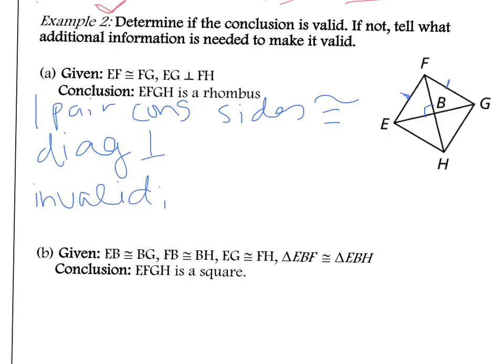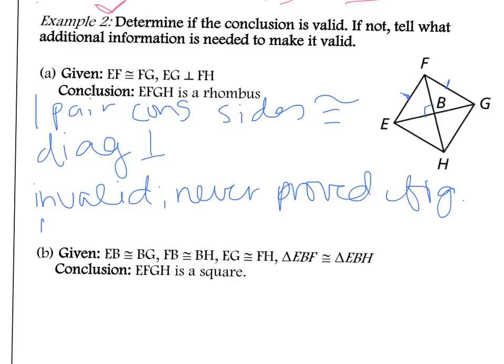This is invalid. I never proved that the figure was a parallelogram to begin with. So since I don't have any properties of a parallelogram here, I can't use the special condition of a rhombus, and the properties of a rhombus don't come into effect until you already know that it's a parallelogram. You have to work your way down the chart, or it just doesn't work.